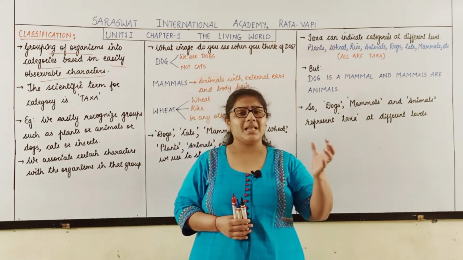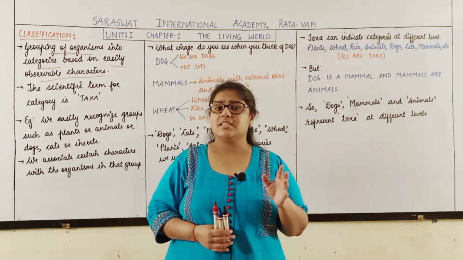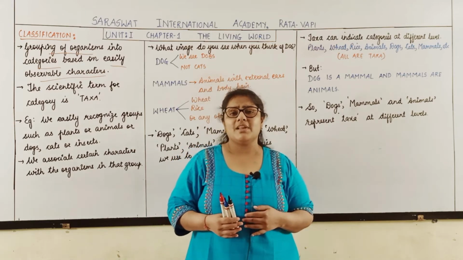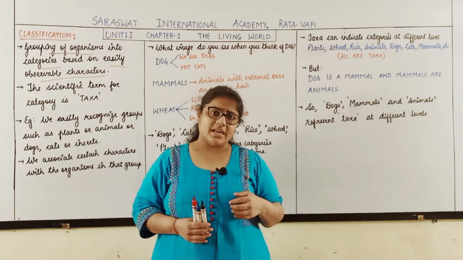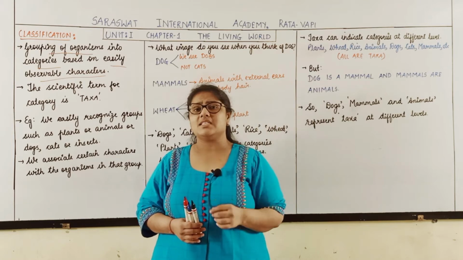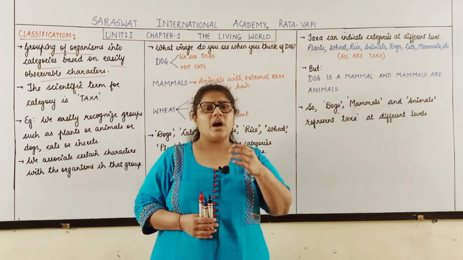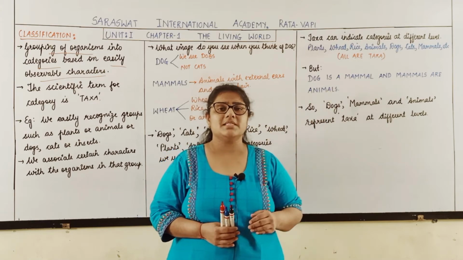Say for example, I see an organism. That organism is moving and it has four legs. So what will I say? That particular organism is an animal. Again I see an organism which has roots, flowers, and leaves. So what will I do? I will categorize that particular organism as a plant.